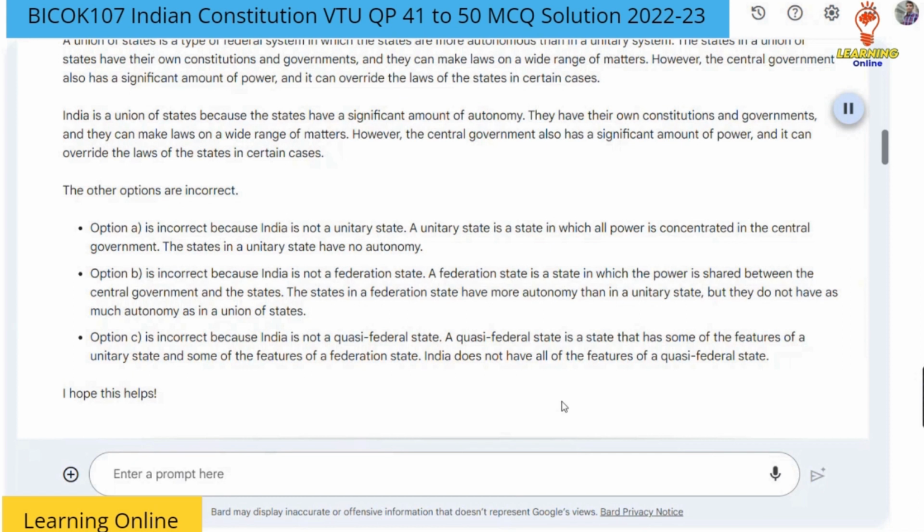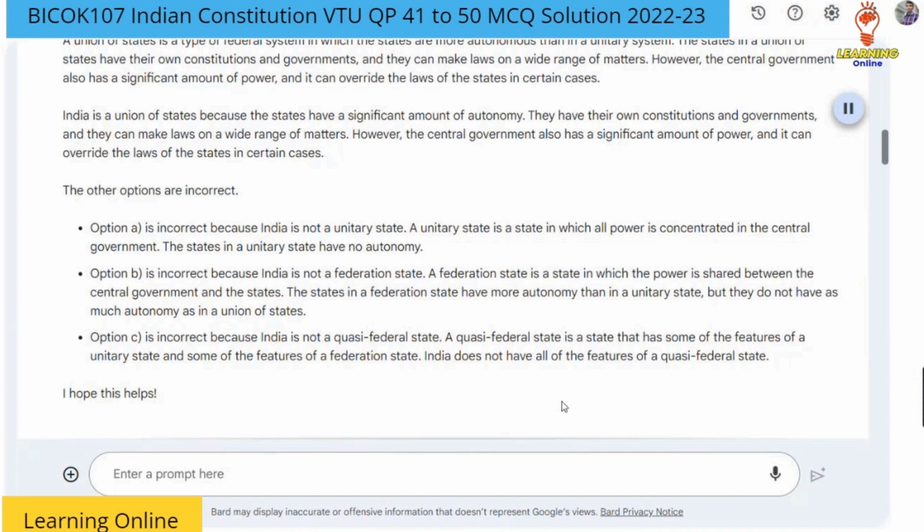Option B is incorrect because India is not a federation state. A federation state is a state in which the power is shared between the central government and the states. The states in a federation state have more autonomy than in a unitary state, but they do not have as much autonomy as in a union of states.